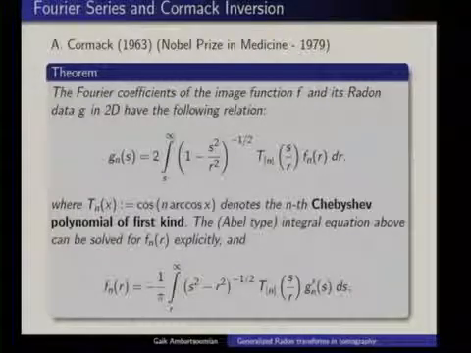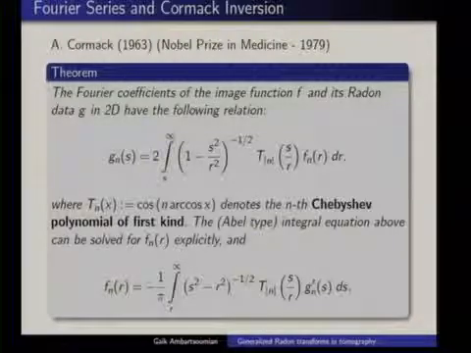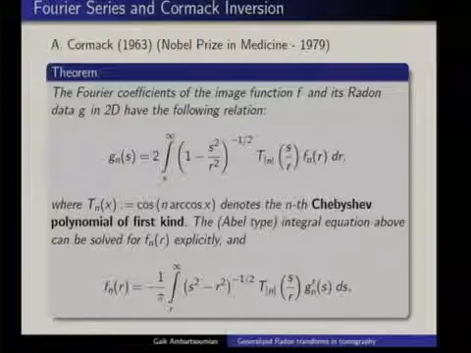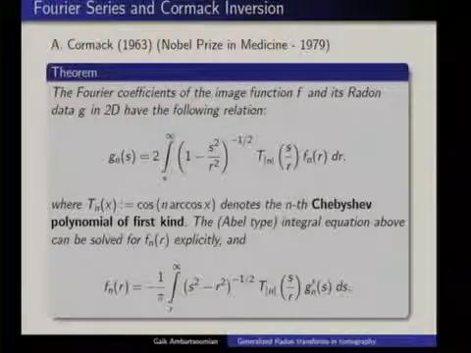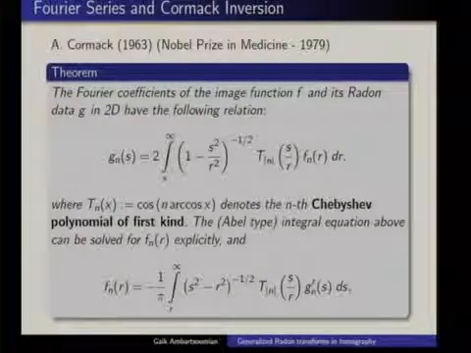which he got a Nobel Prize in medicine. The work was done in 1963, the prize came in 1979. Because this work allowed the creation of the CT, the computer-assisted tomography, and it was really a revolution in medicine, and it was a well-deserved prize.